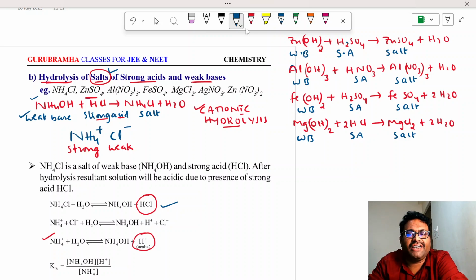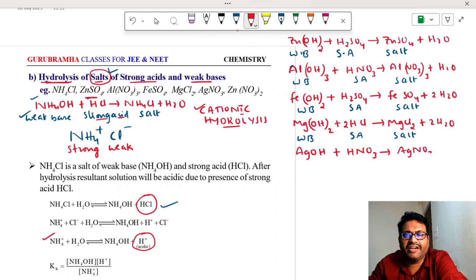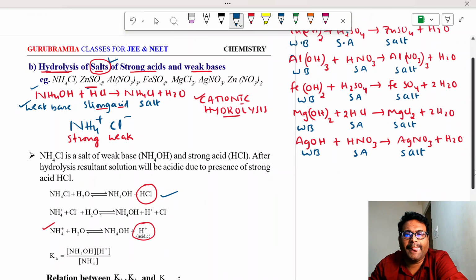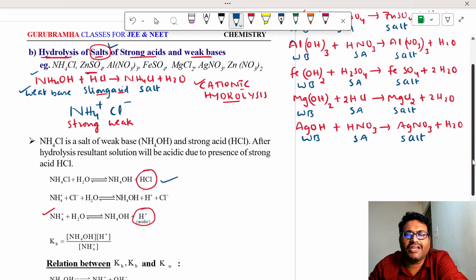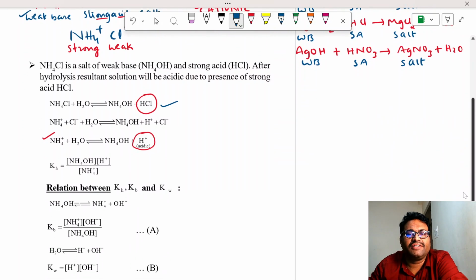In that same way, let us see the other one. Silver hydroxide reacting with HNO3 gives rise to silver nitrate plus H2O. Weak base reacting with strong acid gives salt and water. Okay, understood? So all these salts are from strong acid and weak base.